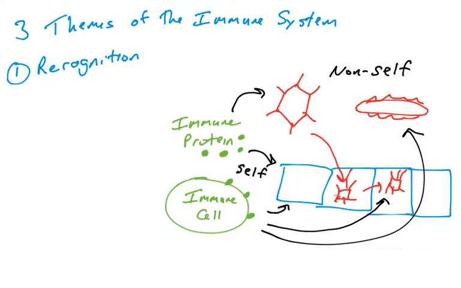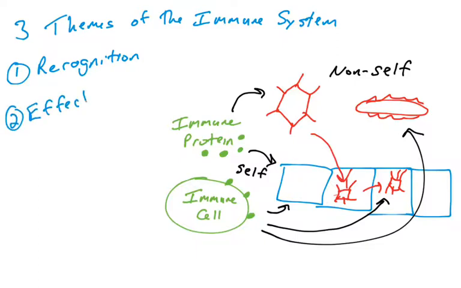So when I talk about all these proteins and all these cells, think about, okay, what are these doing? Are they recognizing the pathogen? And if so, how are they recognizing them? What characteristics of the pathogen does it have that allows the protein or cell to recognize it?